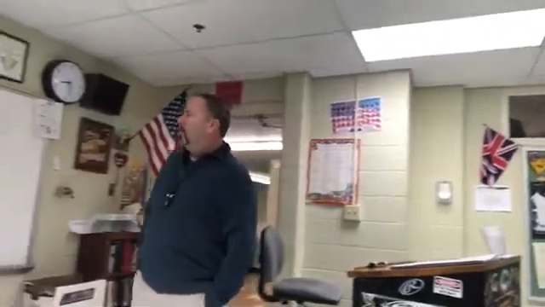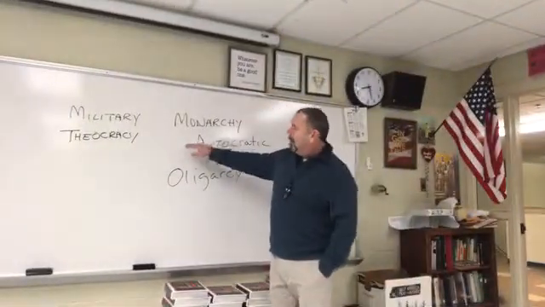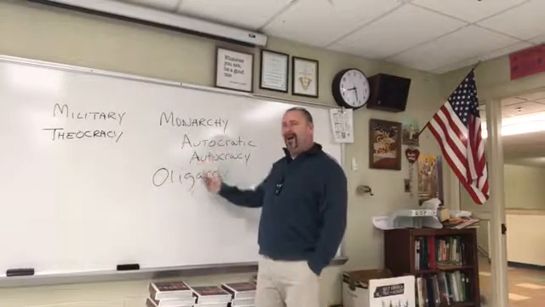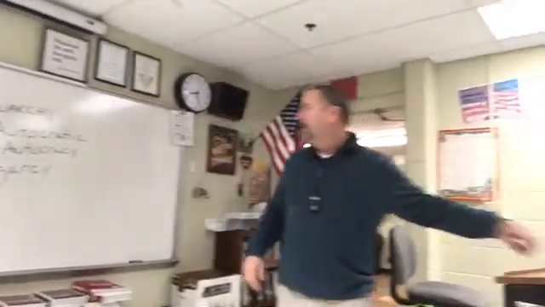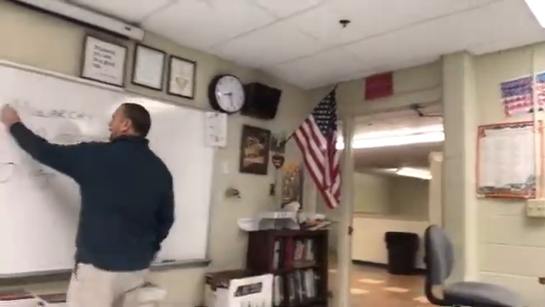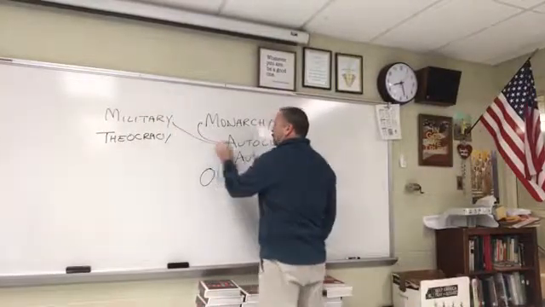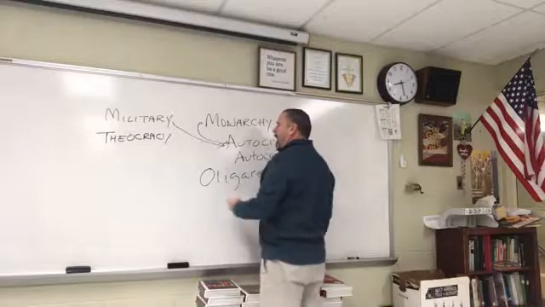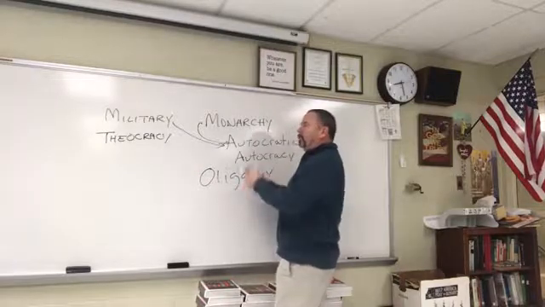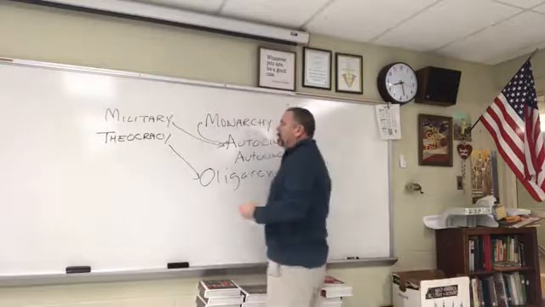Now, theocracy is probably going to be autocratic, but it could be an oligarchy. So there's crossover here, right? Your monarchy generally is autocratic. Your military dictatorship is generally autocratic. Theocracy in Iran could be autocratic, or if there's a group of imams that rule, it could be an oligarchy.